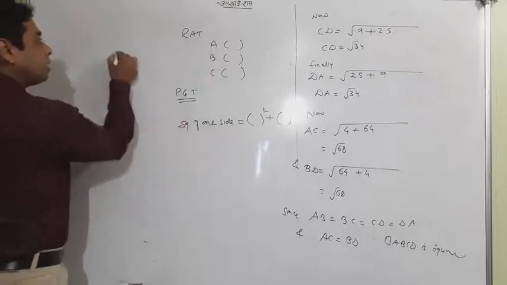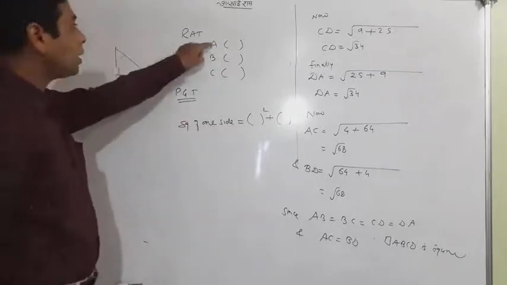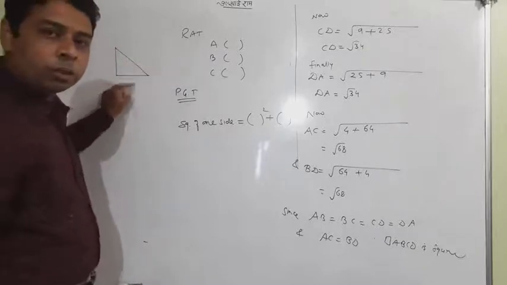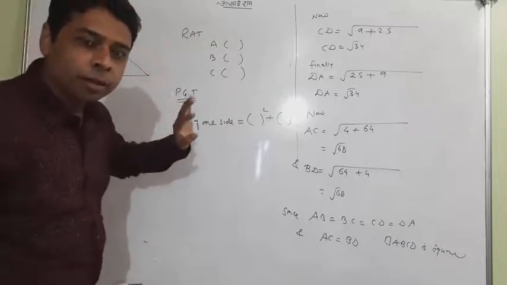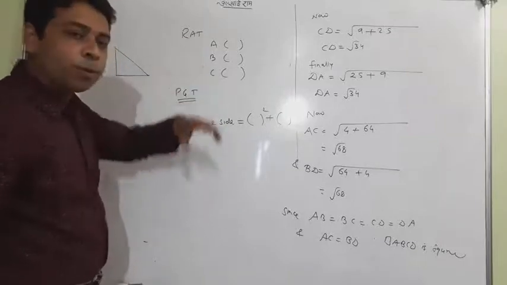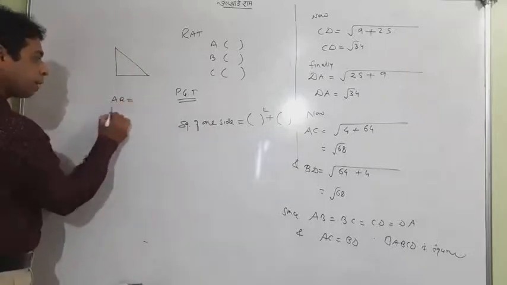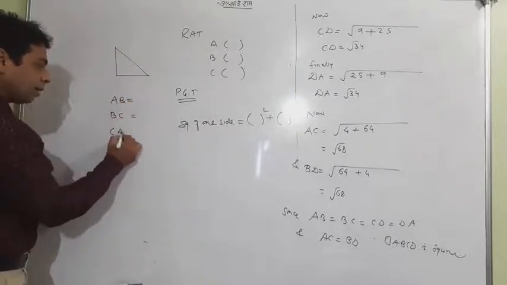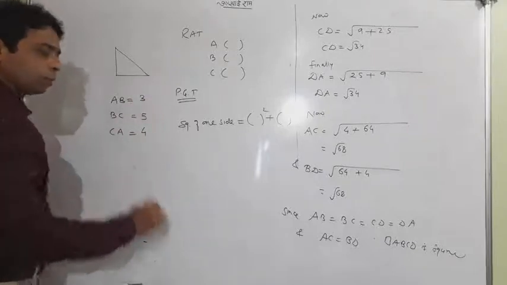This time ABC is a triangle. Right now you do not know where vertex A is, here or here or here, where vertex B is, where vertex C is. This is actually hidden. You have to show ABC forms a right angle triangle. So, student, what to do? First find AB, BC, and CA. Suppose BC is 5, this is 3, this is 4.